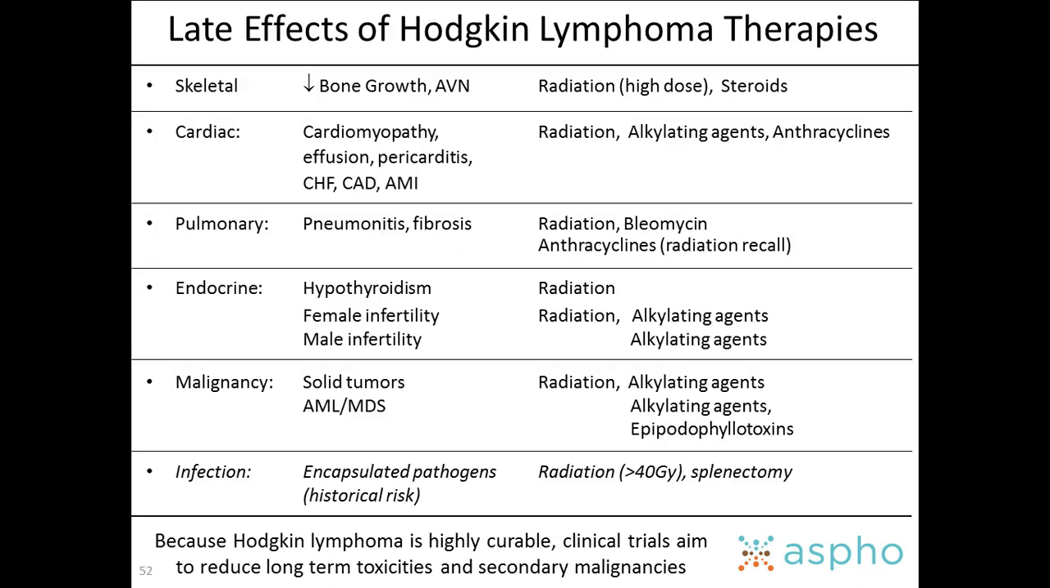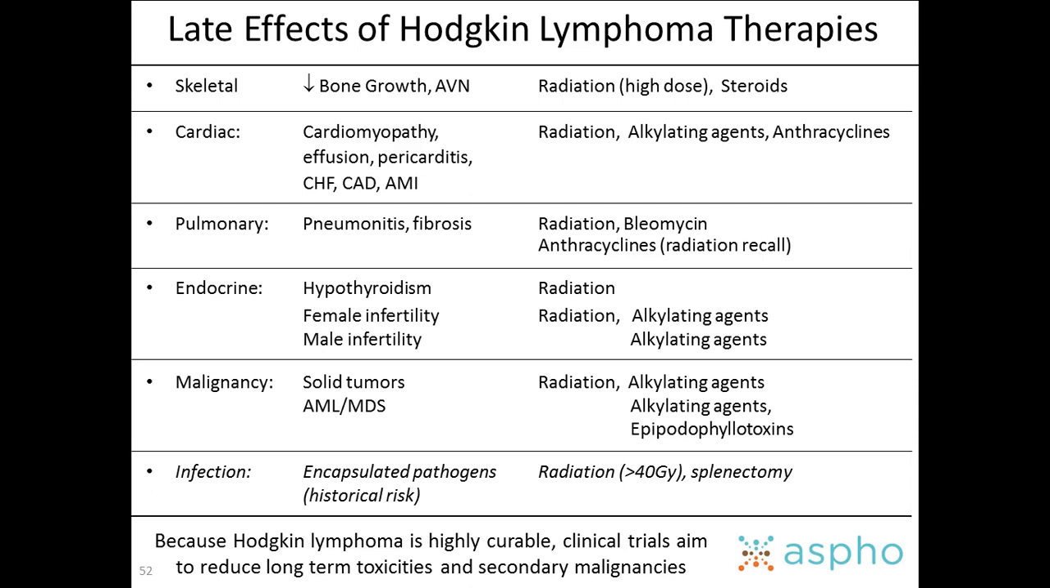This is a list of the late effects of Hodgkin lymphoma therapies. This is another one that I'll let you read to yourself, with the exception that I want to highlight female infertility in Hodgkin lymphoma is associated with abdominal radiation, so radiation to the ovaries, as well as alkylating agents. But for males, well, we don't radiate the testes for Hodgkin lymphoma, so it's just alkylating agents.